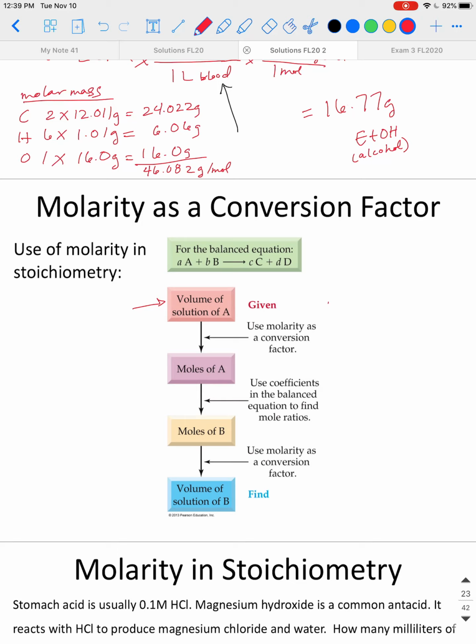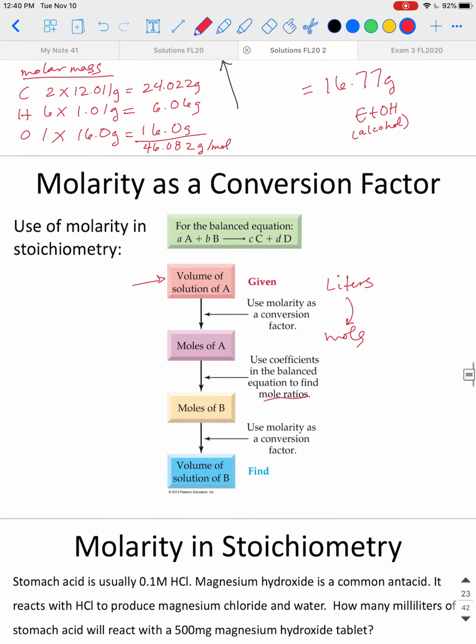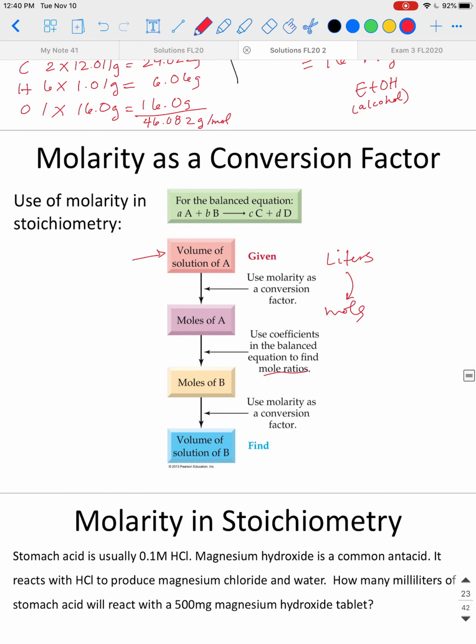You're going to use molarity to convert from volume in liters to moles of A. And then once you have moles of A, we use the mole ratio. This is nothing new. You should feel good with that, to go from moles of A to moles of B. And then you're going to use molarity as a conversion factor to convert back to volume, which is going to be liters again, of substance B.